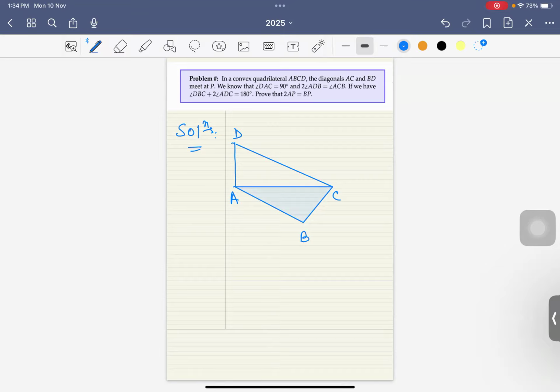We have been given that the diagonals BD and AC intersect at P, right? And then there are a few more things: 2 times angle ADB is equal to angle ACB and so on. So which means that, if this angle is theta, this angle must be 2 theta.